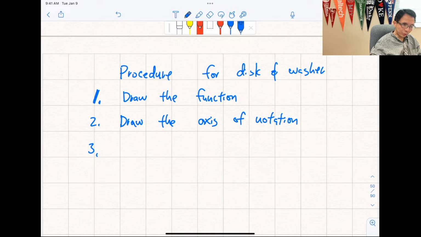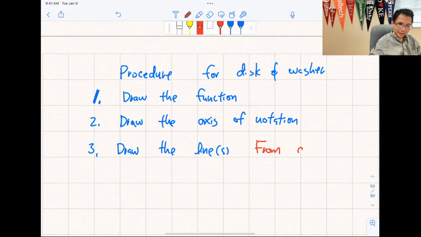Now, you're going to draw lines. So sometimes it could be one line, could be two lines. Not three lines, just one or two. So with lines, it has to be in this order: draw from axis of rotation to the boundaries.